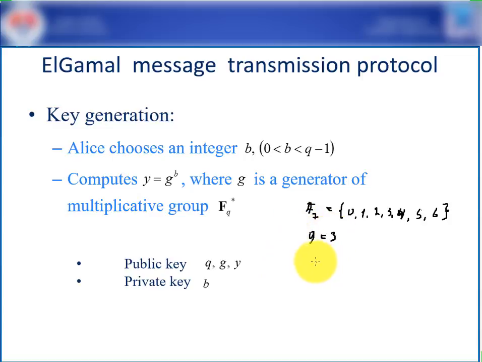So now let us choose our private key b and let it be, say, 5. So now if we calculate our y, which is equal to this generator raised to the power b, then we obtain 243, which is equal to 5 modulo 7. So we have generated our public key, which is equal to (7, 3, 5). And our private key is also equal to 5.